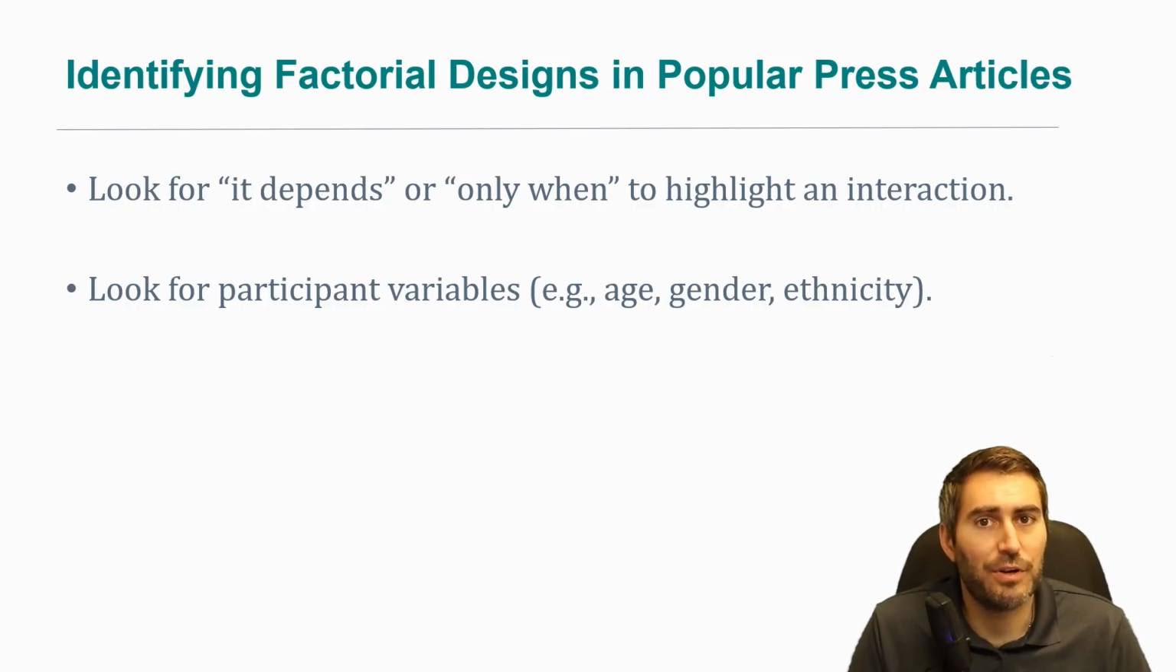Another such clue is looking for participant variables such as age, gender, or ethnicity. The participant variable might moderate another independent variable, and when there's a moderator, then there's an interaction, and a factorial design was used. For example, reading a research result such as older adults took longer to brake when talking on a cell phone, whereas younger adults did not show a decrease in driving ability.